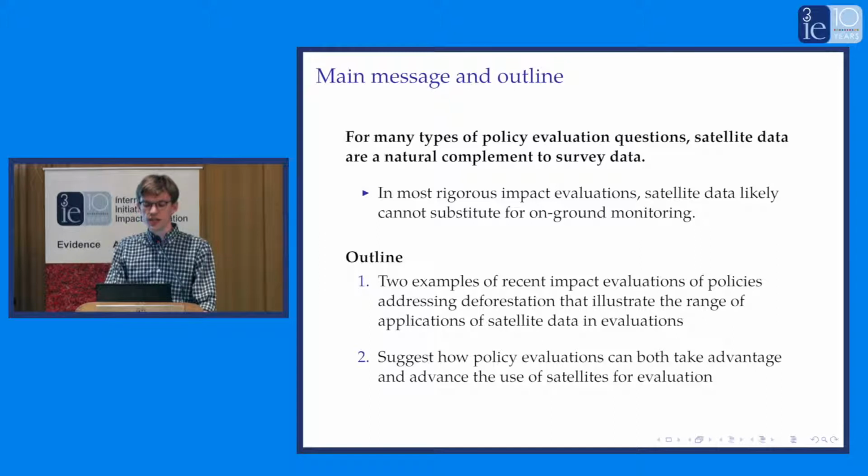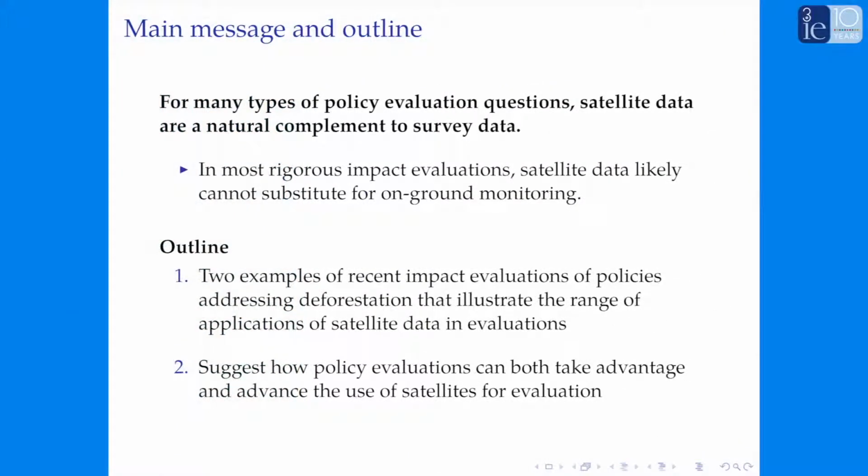So what I want to do today is focus on the complementary aspects of satellite data for policy evaluation. I think it's not controversial in this audience to say that there are few settings in which satellite data would replace the primary survey evidence or administrative data that we generally rely on in the evaluation community. But I think there are very important areas where satellite data can provide a natural complement to this primary survey data and administrative evidence that we're used to relying on.